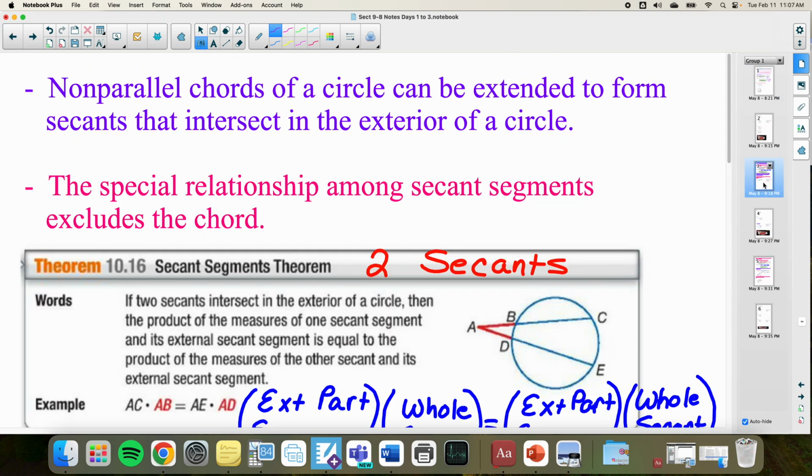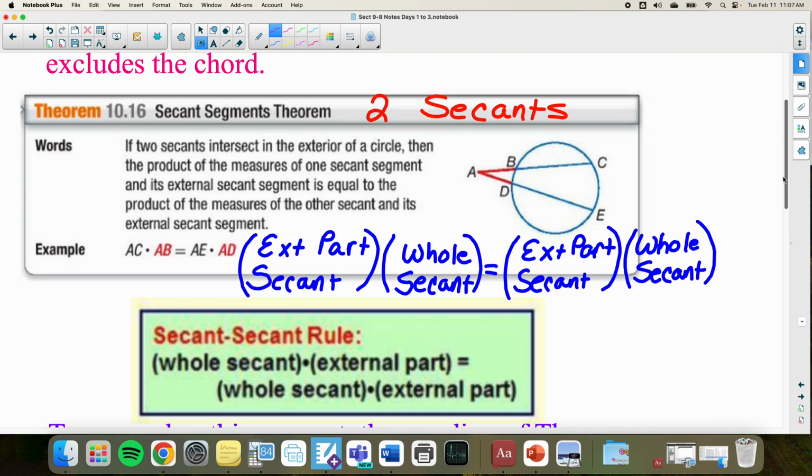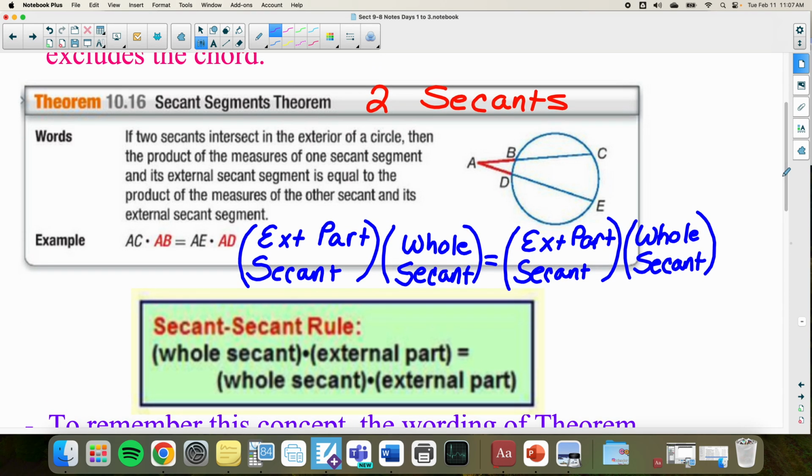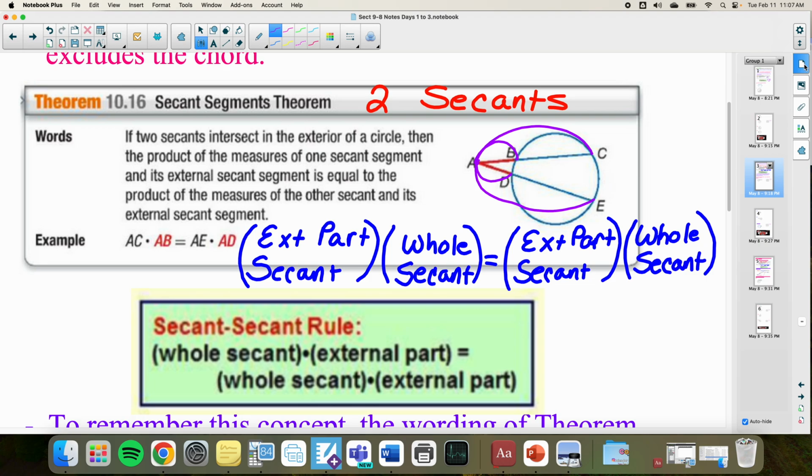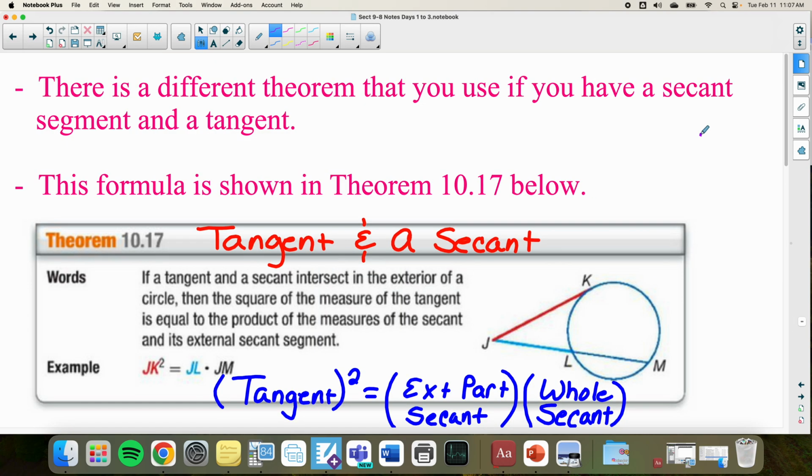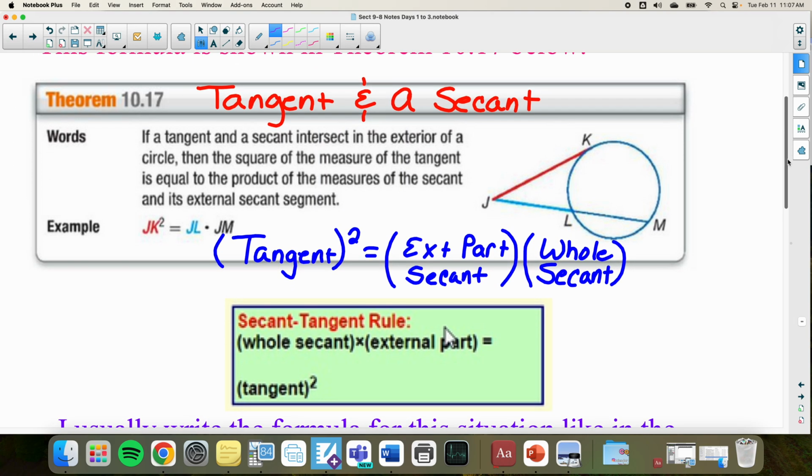Then yesterday, we learned the rule with 2 secants, and that was when we took the external part, the outside part of the secant times the whole thing equals the external part times the whole thing, okay? And in both of these cases, at times we had to factor. So today what we're gonna do is learn what happens when you have a tangent and a secant.